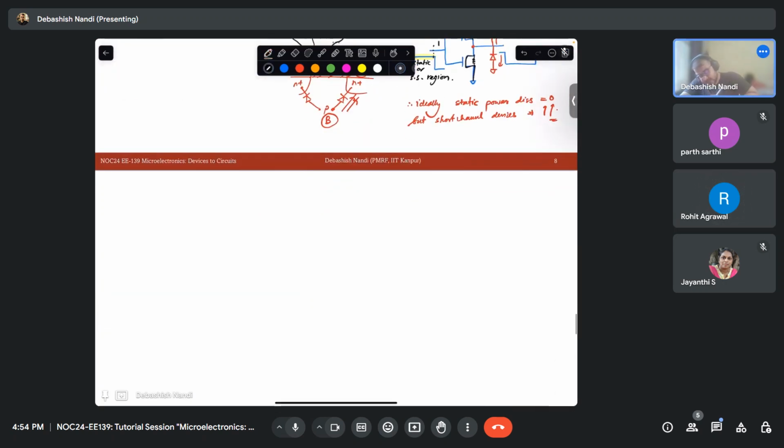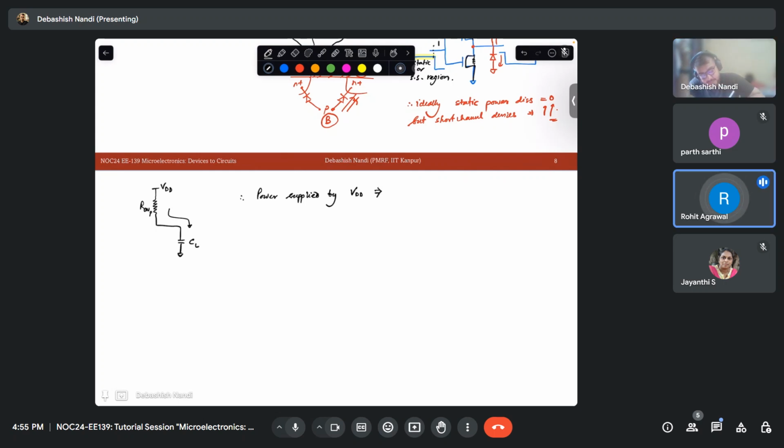Dynamic power means, suppose you have this R on, this PMOS, this is VDD and this is CL. So you need to charge this capacitance. What will be the power supplied by VDD, the supply rail? Any capacitance you need to charge, what is that? So VDD into ID.